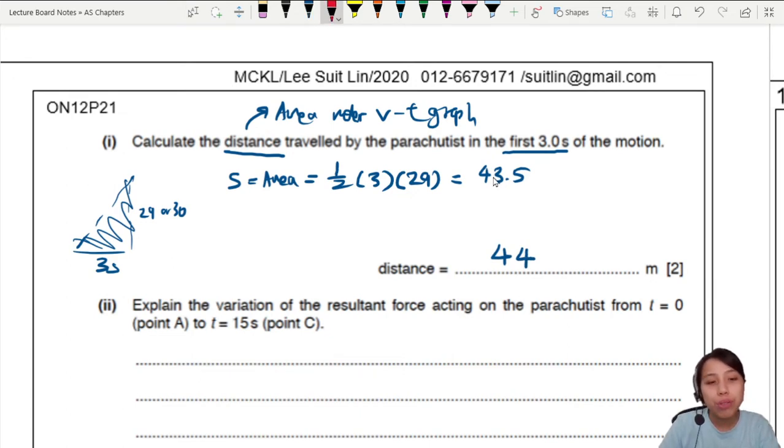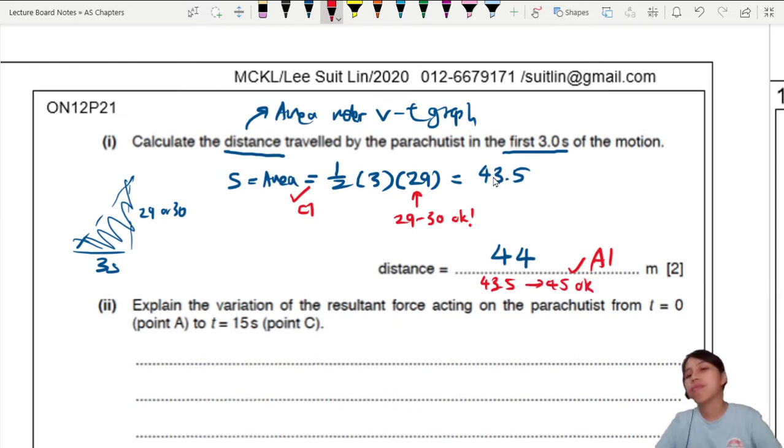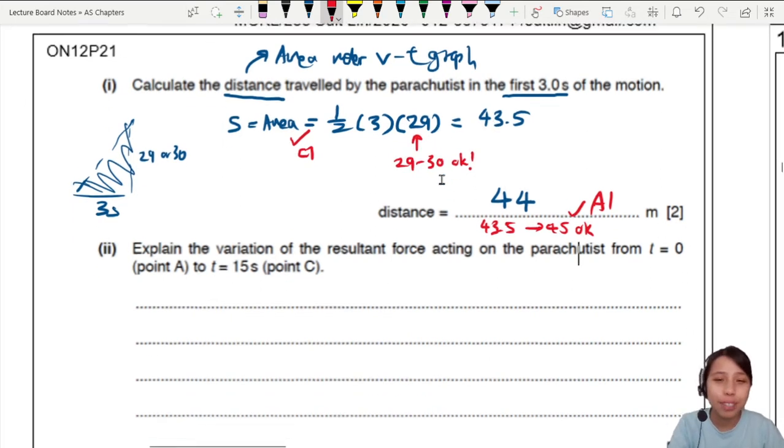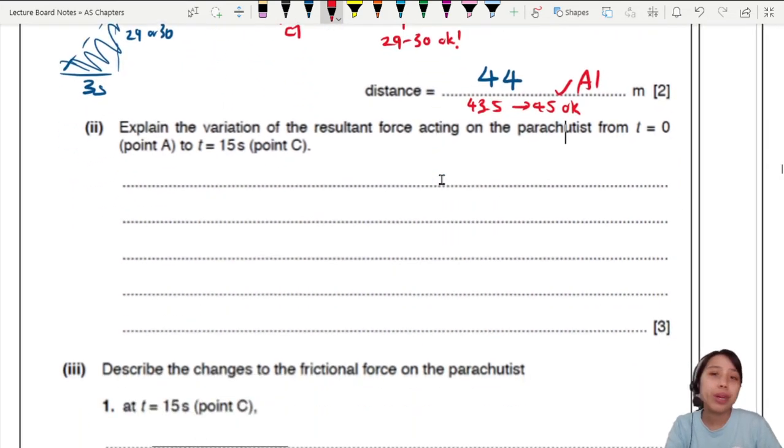So 1 mark comes from you knowing the area under the graph, attempting to find that, and then the final answer. If you use anything between 29 and 30, it's okay. So your final value between 43.5 and 45 is okay. It's a graph, it's hard to read, we understand. Cambridge understands.